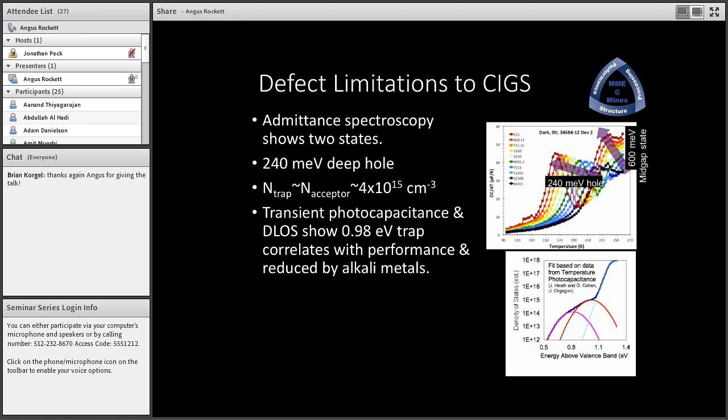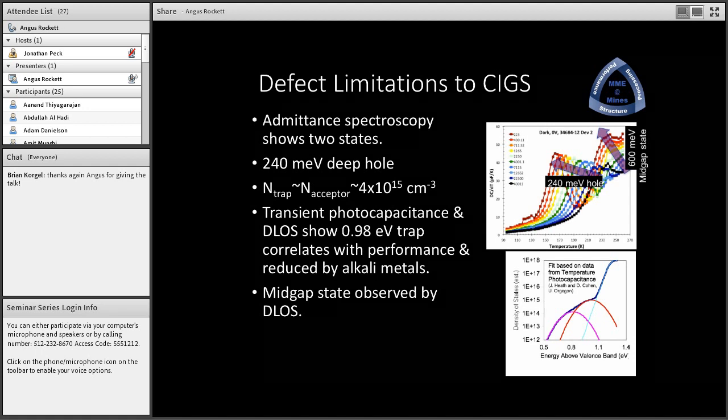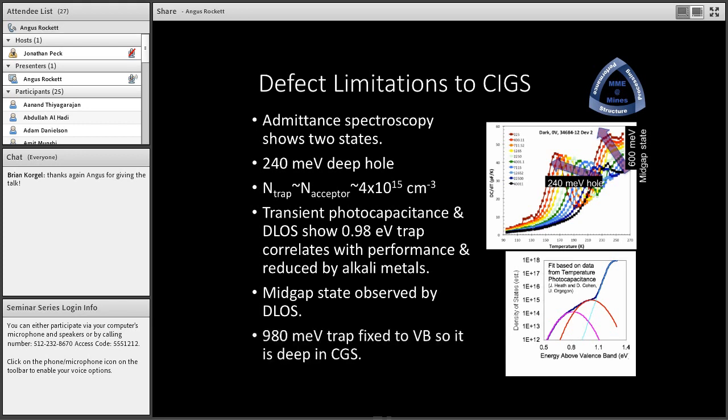Transient photocapacitance and deep-level optical spectroscopy have been used to observe a trap state typically found around 0.98 eV. There's sometimes a second trap state observed around 0.8 eV, but certainly both techniques show pretty clearly a state at about 0.98 eV in the material. It correlates with performance, and it's reduced by alkaline metal content. The mid-gap state, the 600 millivolt state found by admittance spectroscopy, is also observed by deep-level optical spectroscopy.